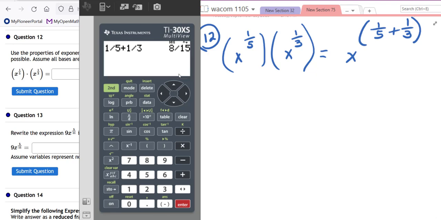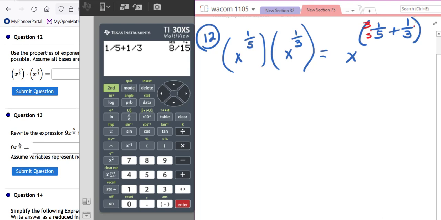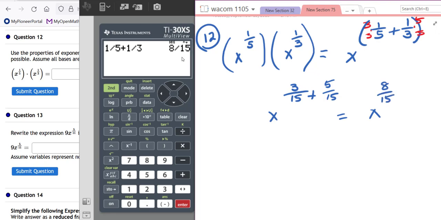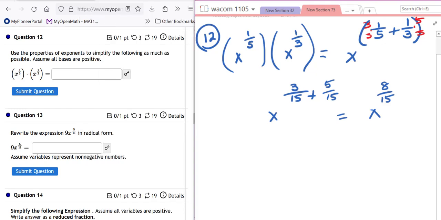All right, so let's do this by hand real quick. You would have to get a common denominator, and it would be a 15. So this one, to get 15, needs a 3, numerator and denominator. This one needs a 5, numerator and denominator. So then we end up with x to the 3/15 plus x to the 5/15 equals x to the 8/15, which is what we got on there. Good. All right.